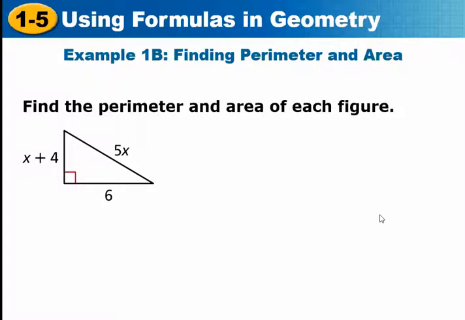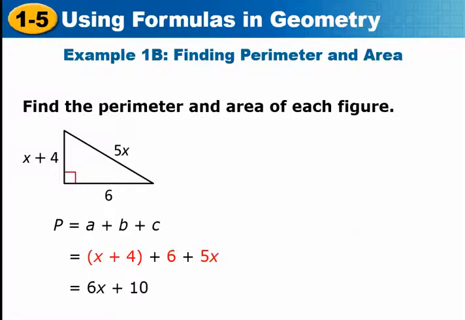So, perimeter of a triangle, you just add up all the sides. So x plus 4 plus 6 plus 5x. Then we would combine our like terms. We have 1x plus 5x, which is 6x, and 4 plus 6 is 10. We don't really need the parentheses here, so you could drop them. This one will just be an expression. And we don't have any units on here, so we can't say inches or meters or anything.